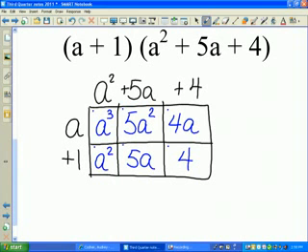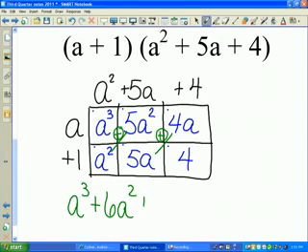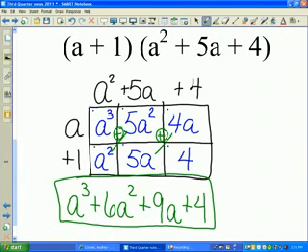What do you notice? You have like terms. On this diagonal, you have like terms, and we're going to add those like terms together. So once we do that, we start with my highest degree, which is a to the third power. Now I have 5a squared plus a squared, which gives me plus 6a squared. And then 4a plus 5a gives me 9a. And then I'm left with a positive 4. Okay? And then that will be my solution.